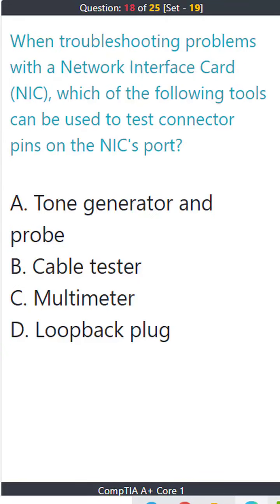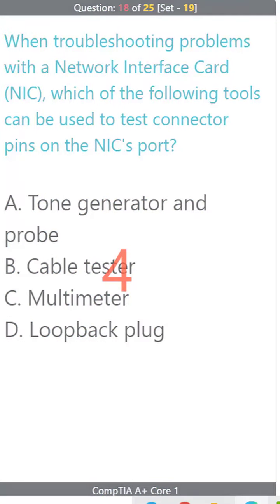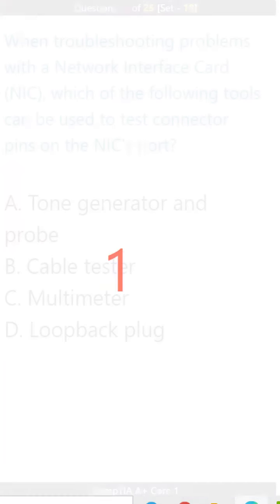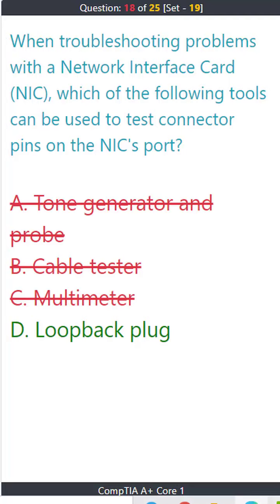Question 18. When troubleshooting problems with a network interface card, NIC, which of the following tools can be used to test connector pins on the NIC port? A. Tone generator and probe. B. Cable tester. C. Multimeter. D. Loopback plug. The correct answer is D. Loopback plug.